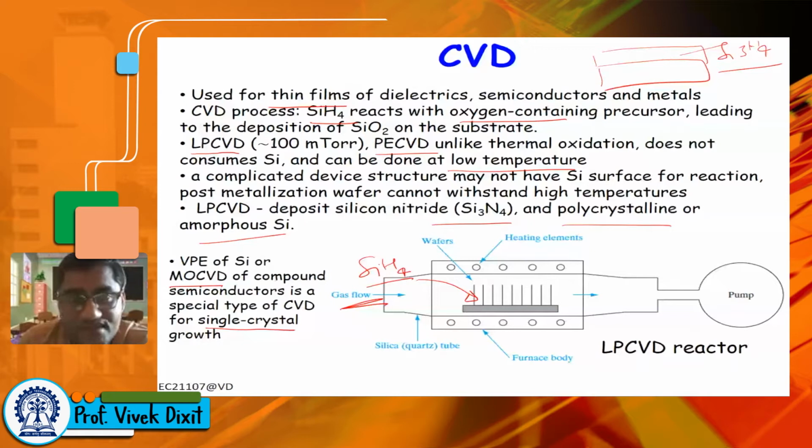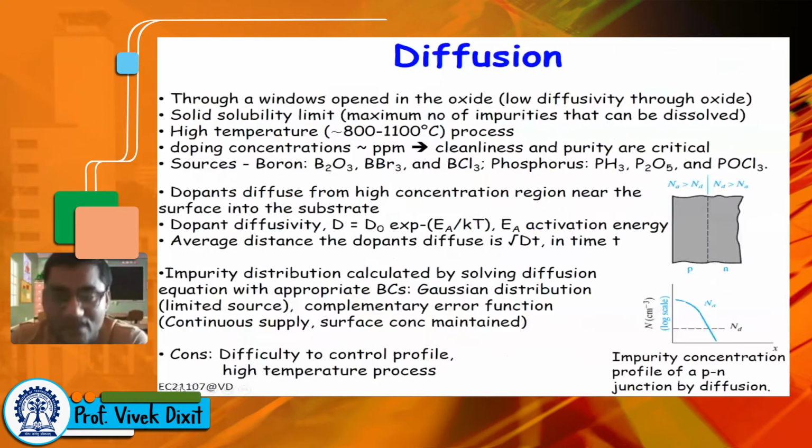Now, once we know these two processes, the oxidation and CVD, we will understand how the carriers are injected. One process is called diffusion. Either you can diffuse the carriers or you can use ion implantation. Now this diffusion is basically an older process. In older devices it was used.